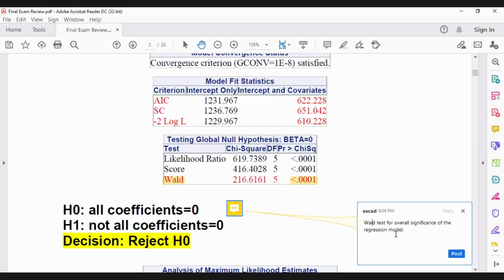We call it the Wald test for overall significance of the model. So if the p-value of the Wald test is less than 5%, then you reject the null hypothesis stating that all coefficients are equal to 0.